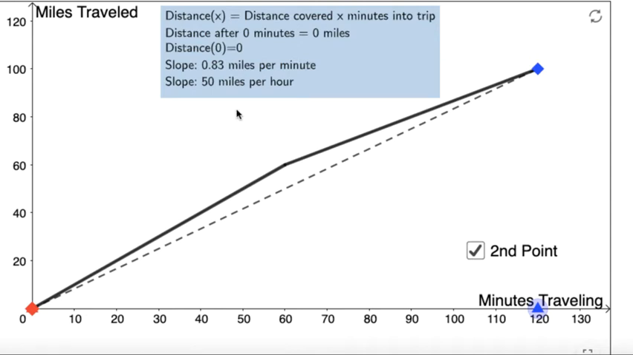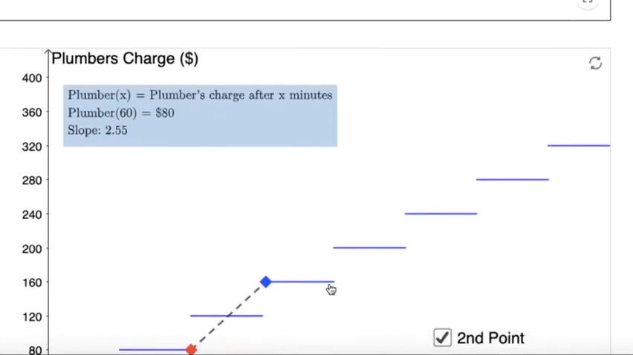Okay, so this line here basically says, well, if we traveled 100 miles in 120 minutes, that means that we're traveling at an average of 50 miles per hour. The rate of change of this person's number of miles traveled as compared to the number of minutes traveled is 50 per hour. So each hour travels 50 more miles.